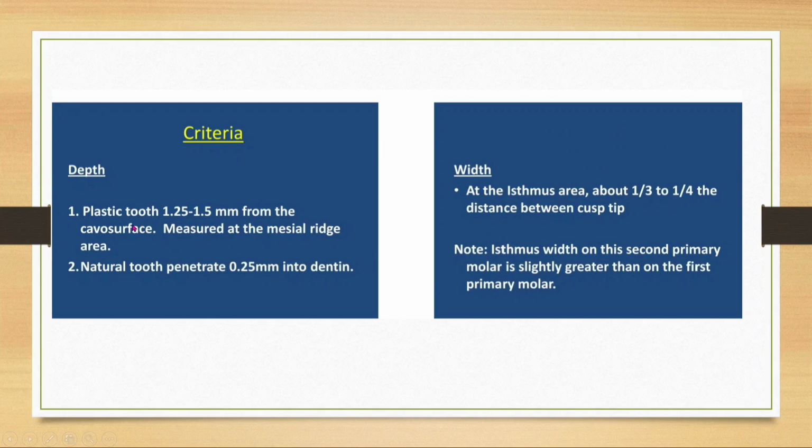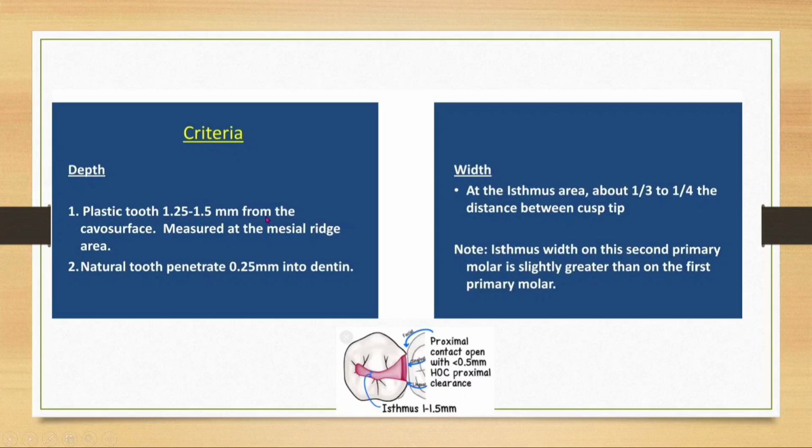For a normal primary tooth, the depth should be 1.25 to 1.5 millimeter from the cavosurface, and it should be measured at the mesial ridge area, whereas in a permanent tooth, penetrate 0.25 mm into dentine. Regarding the width, at the isthmus area, about 1/3 to 1/4 of the distance between cusp tips should be there, and the isthmus width on the second primary molar is slightly greater than on the first primary molar. So that is the difference.